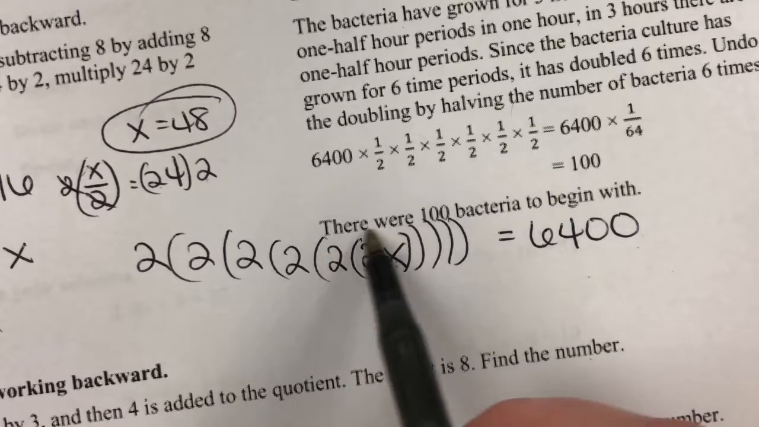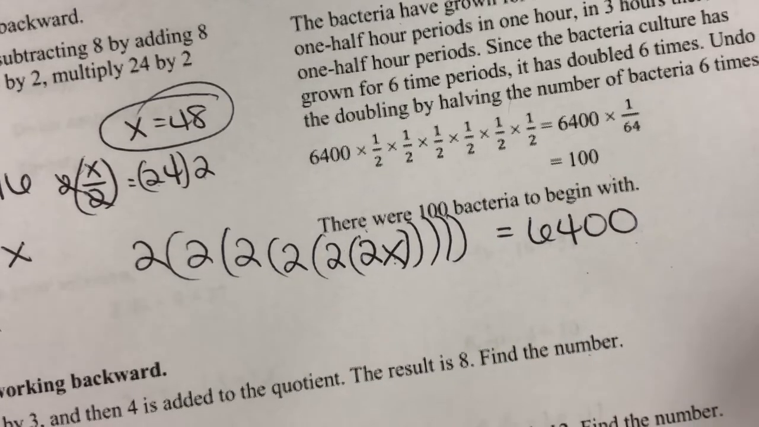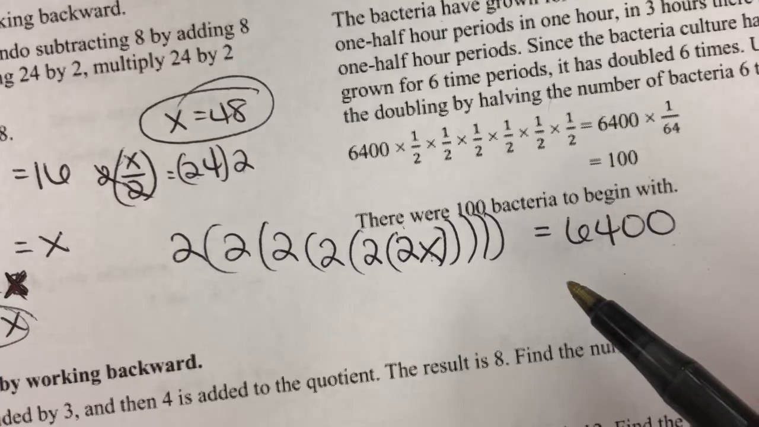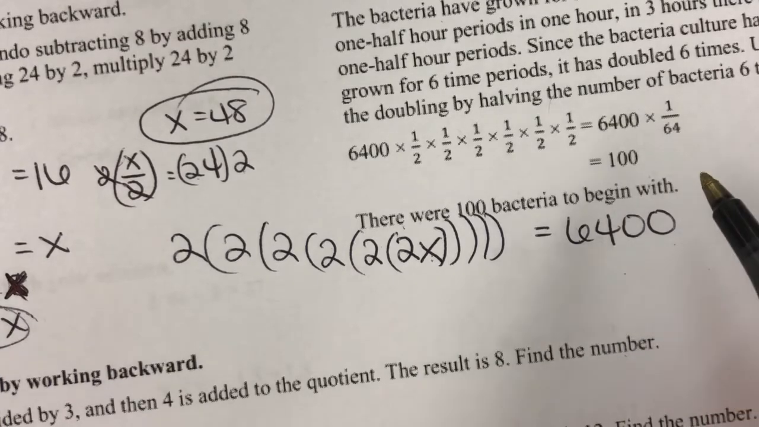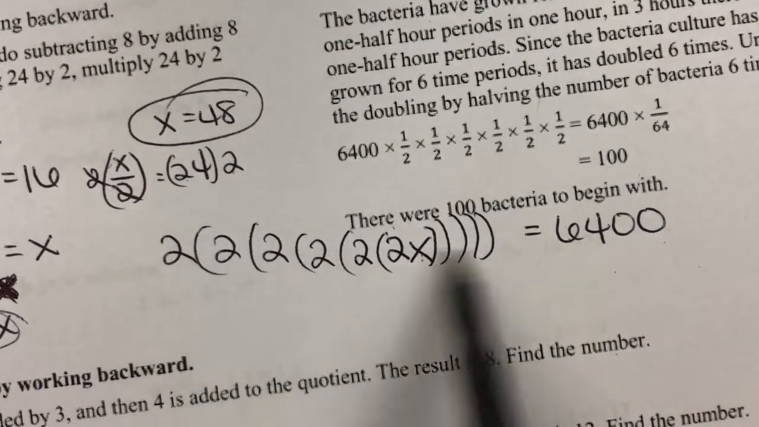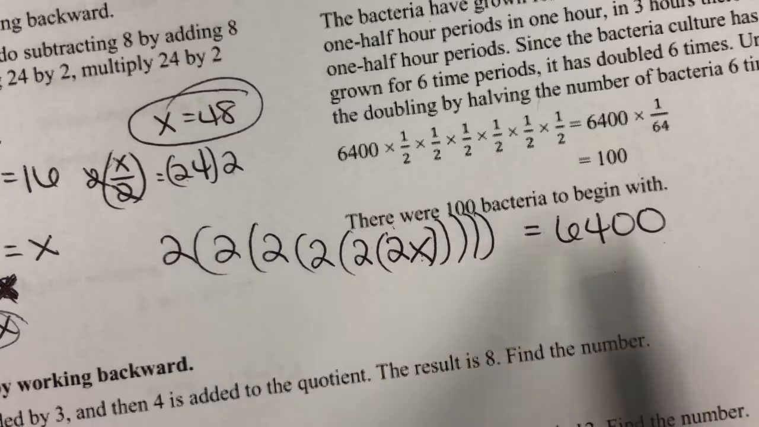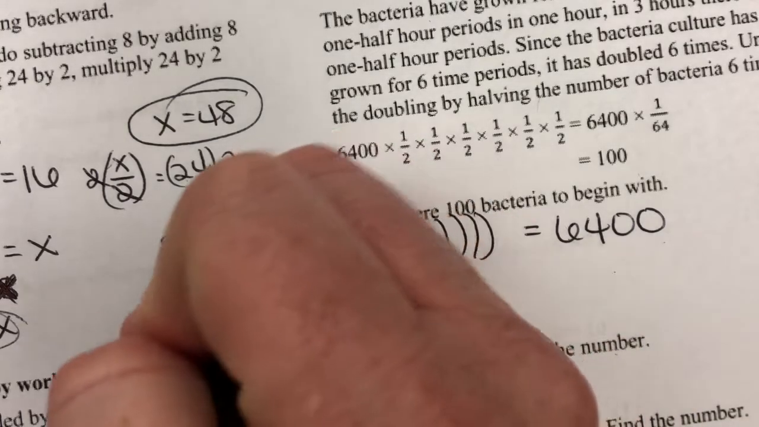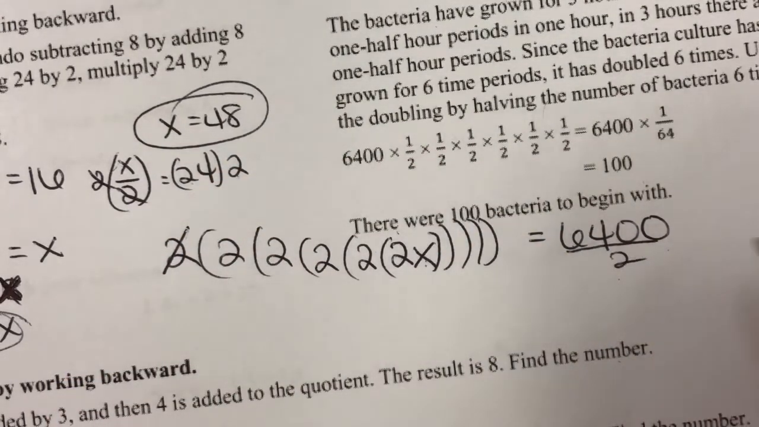So either way you set it up, however your brain works, awesome. That's good for you. That's how it works, right? So I'm gonna work on dividing by 2 this way. To get rid of this first 2, I have to divide this by 2, right? And so that becomes 3,200.